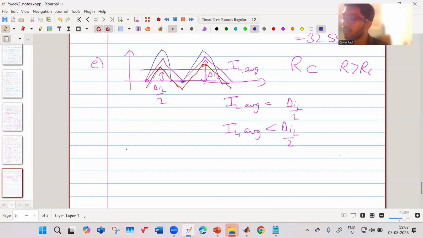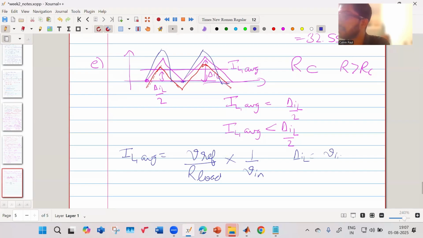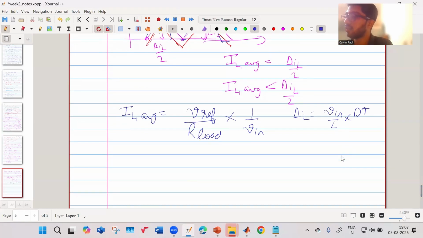So, what is your IL average? It is Vref upon your R load, that is your I out, into 1 upon V in. And your delta IL is V in upon L into dt. So, IL average is less than delta IL by 2.